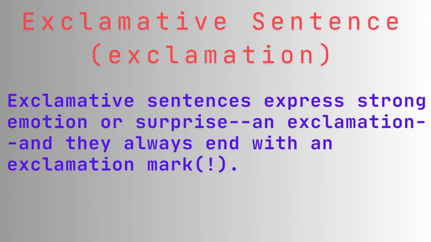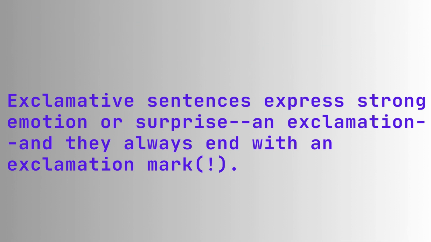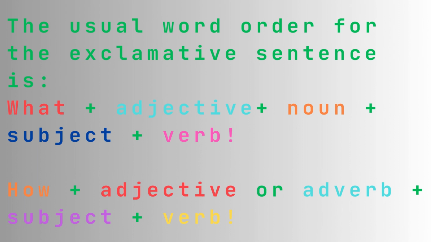Exclamative sentence. Exclamative sentences express strong emotion or surprise and exclamation, and they always end with an exclamation mark. The usual word order for the exclamative sentence is what plus adjective plus noun plus subject plus verb. How plus adjective or adverb plus subject plus verb.